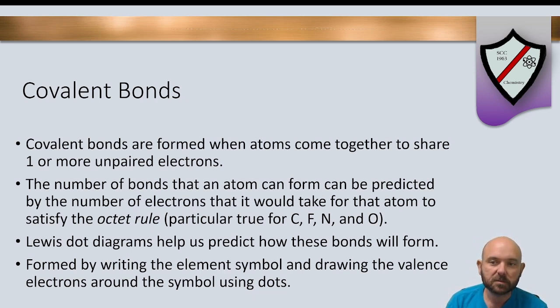Lewis dot diagrams help us predict how these bonds will form, and Lewis dot diagrams are formed by writing the element symbol and drawing the valence electrons around the symbol using dots. We will see some examples of those on the next slide.